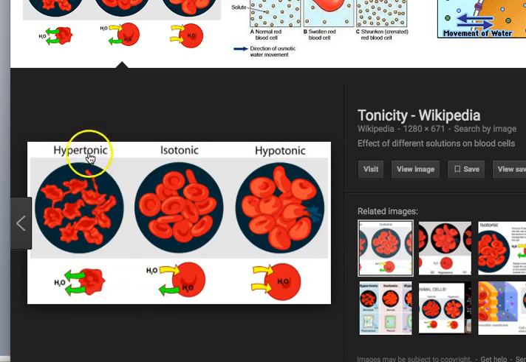So in a hypertonic solution, which means lots of salt, you get shriveling. In a hypotonic solution, you get bursting. And in an isotonic solution, where they have equal concentrations, you do get movement, but it's balanced, and so you don't get any bursting or any shriveling.